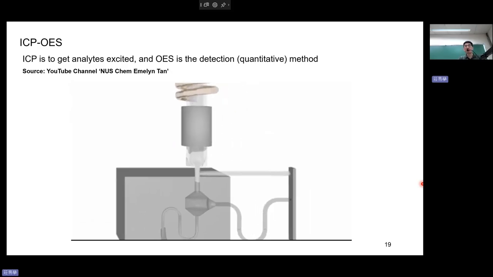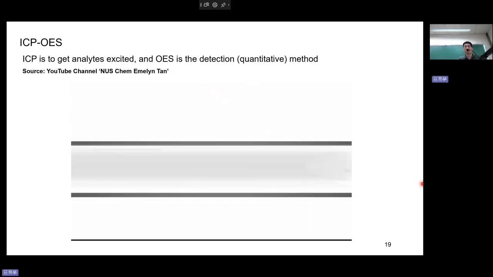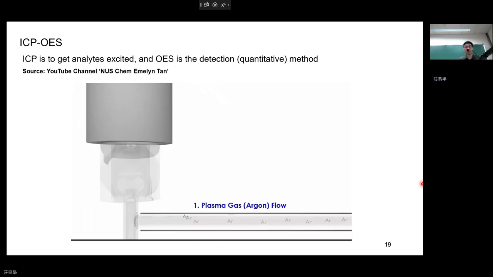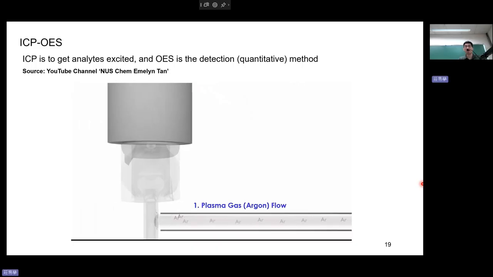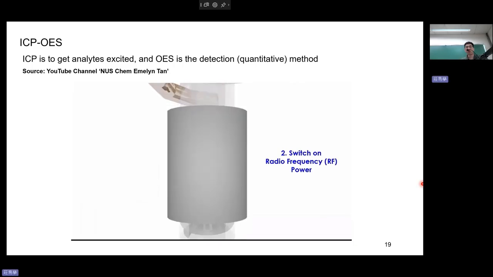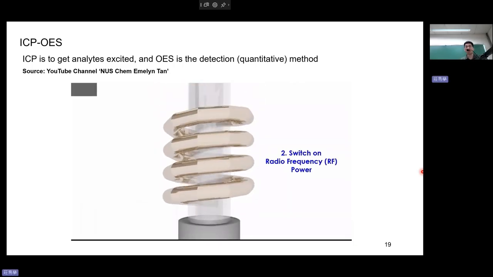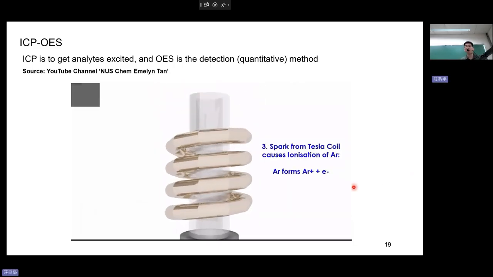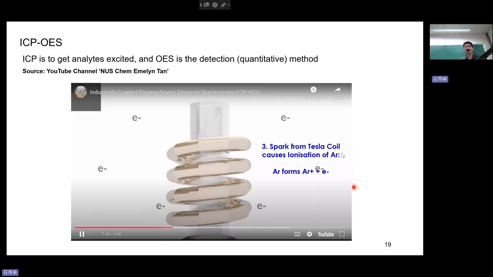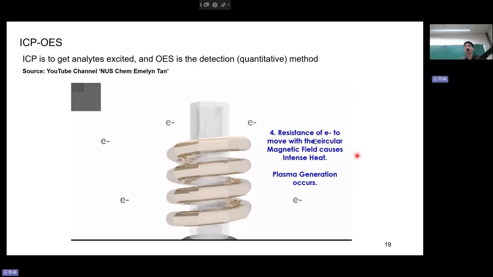So the way we generate plasma is, when you supply it with argon, argon is going to the system. And when you reach the ICP torch, you have a radio frequency power, and then the spark from the Tesla coil is going to generate plasma.